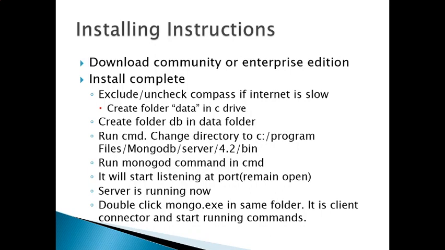You will find the MongoDB in the path C program file, MongoD server 4.2, the bin. Here you will find MongoD. When you run this MongoD, it will start listening at the default port 27017, and it will continue listening. If you have not created this data folder, it will switch off. This is not true for all the systems, all the laptops, but on some of the laptops this can occur. In that case, you have to create this data folder and a DB folder into it in C drive.